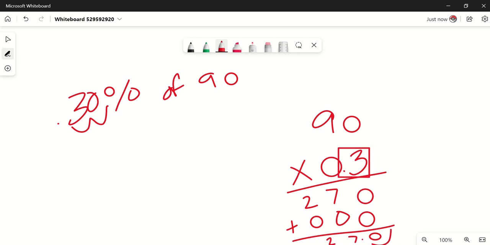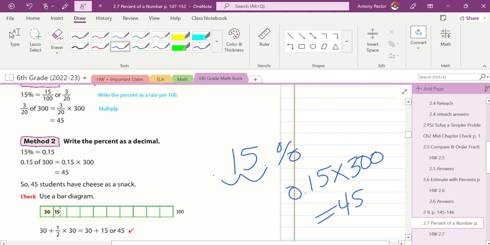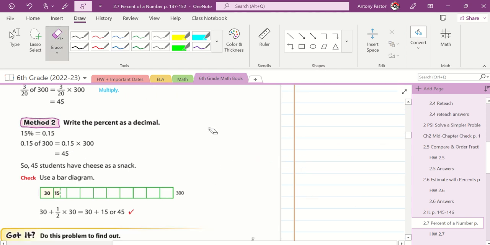One number after a decimal, so I'd still end up with 27. So either one of these methods is fine. You can use the decimal, turn the percentage into a decimal, or do the fractions when you multiply straight across type thing. Either one of those would be fine.